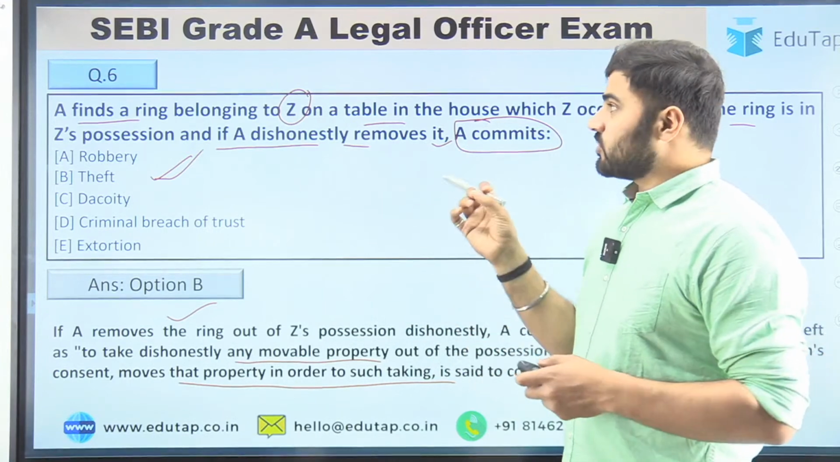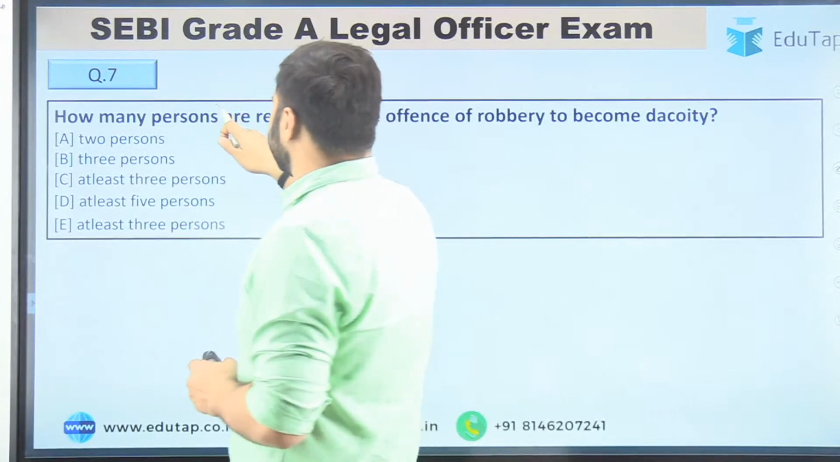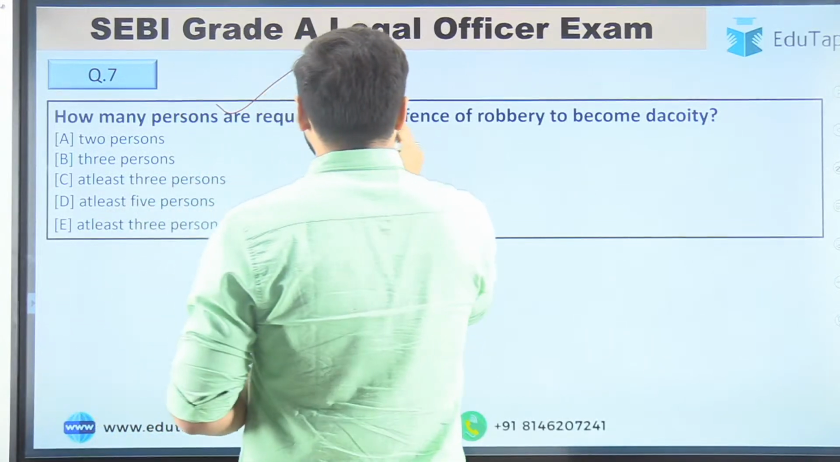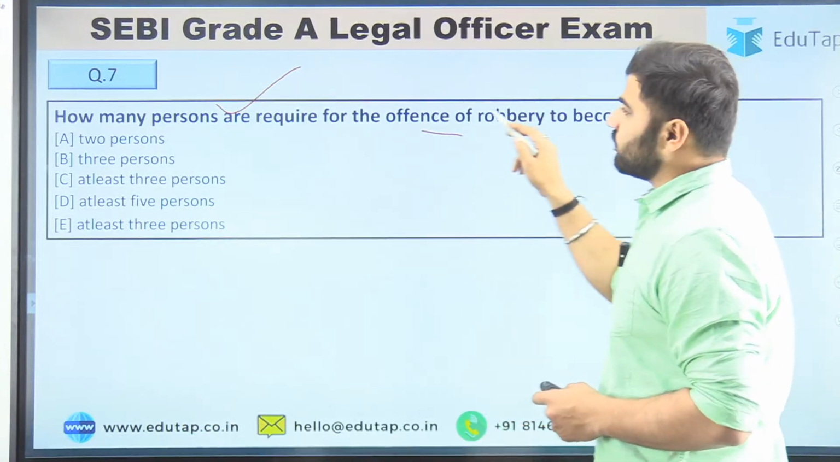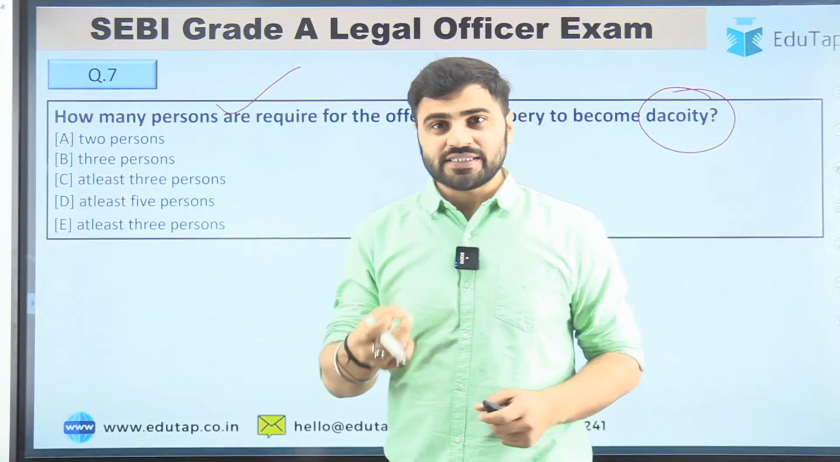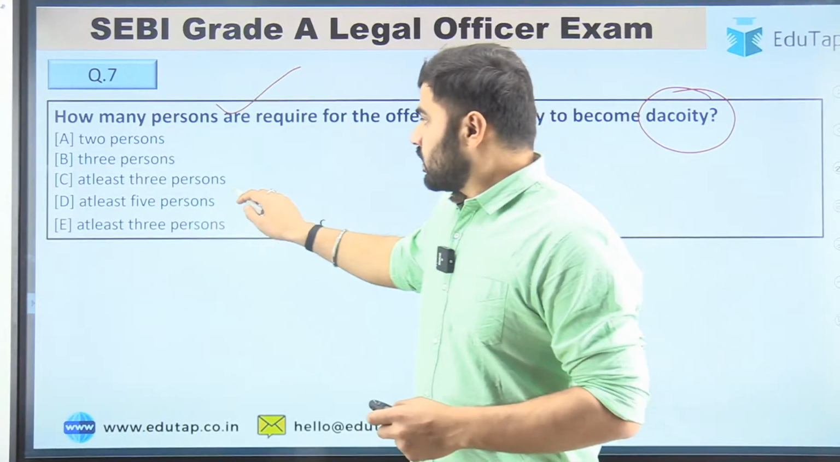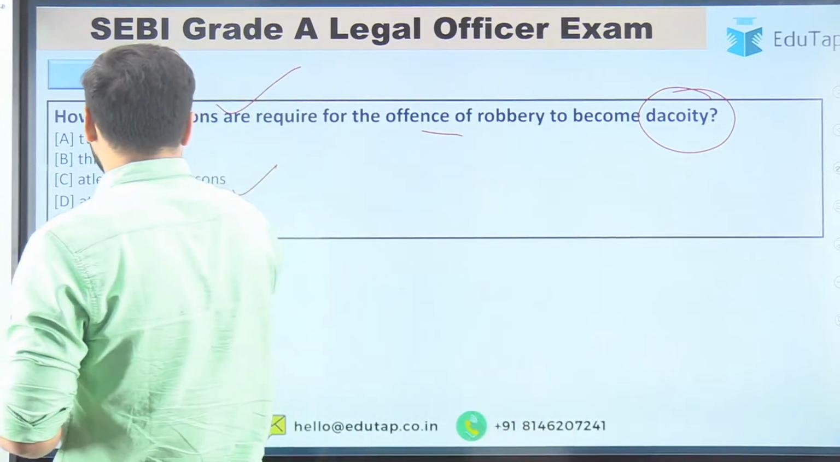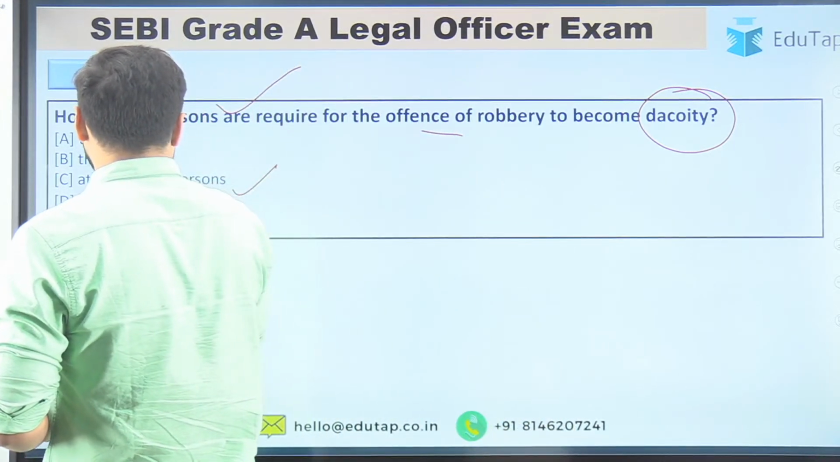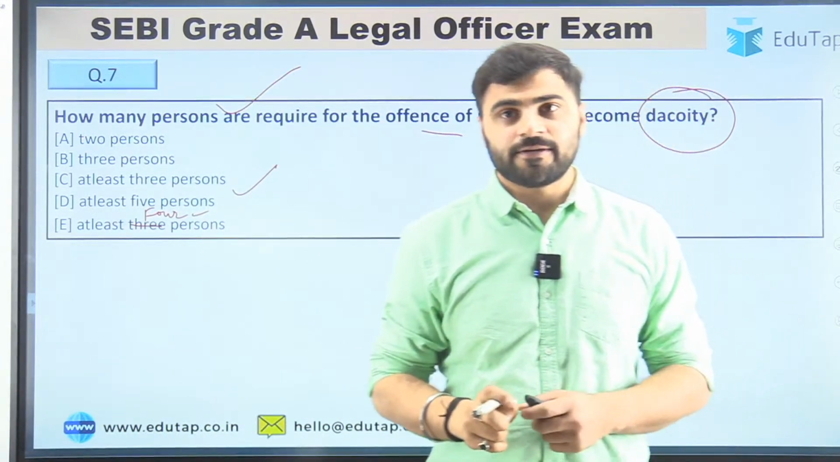Now let's move to question number 7. How many persons are required for the offense of robbery to become dacoity? Read the question carefully. Your options are 2 persons, 3 persons, at least 3 persons, at least 5 persons, or at least 3 persons. The options are repeating here, there are 4 persons here. Now tell me the right answer for question number 7.